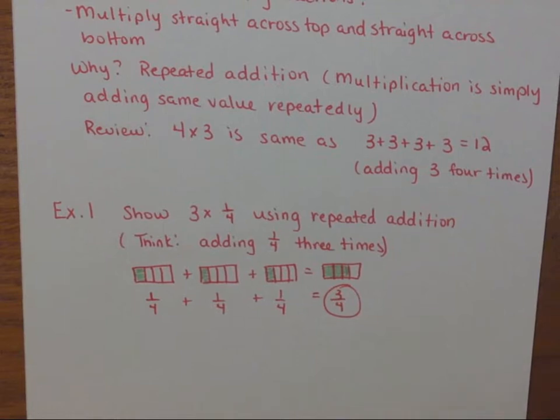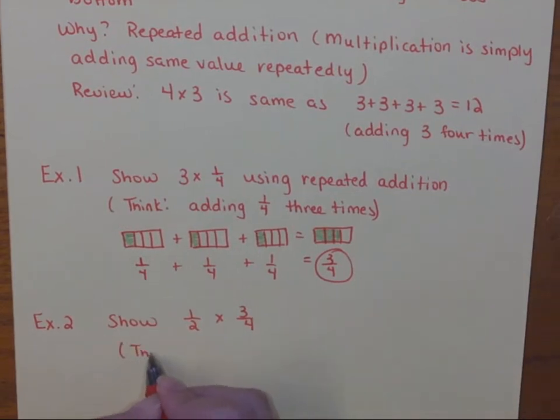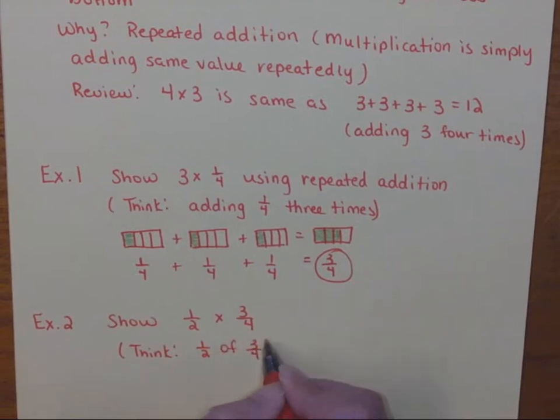So it's fairly easy to talk about whole numbers being multiplied by fractions. Admittedly, it is a little more challenging to talk about a fraction multiplied by another fraction. So what if I asked you to show a 1/2 times 3/4? So let's talk about what our think statement would be. We're literally thinking of 1/2 of 3/4.